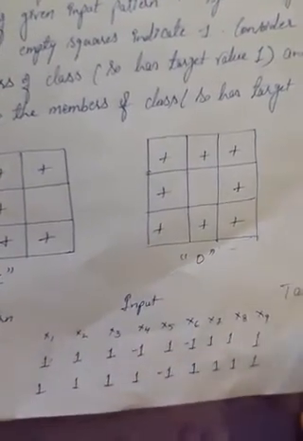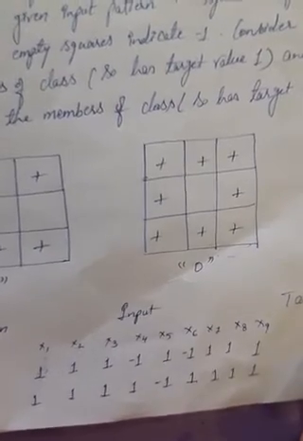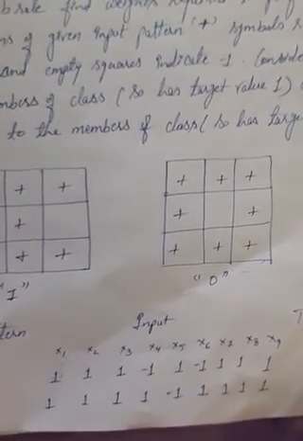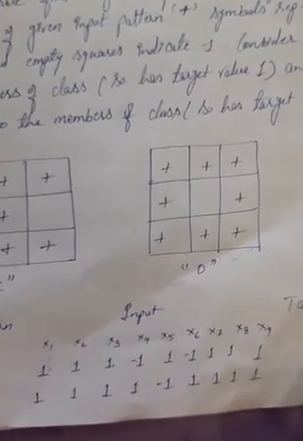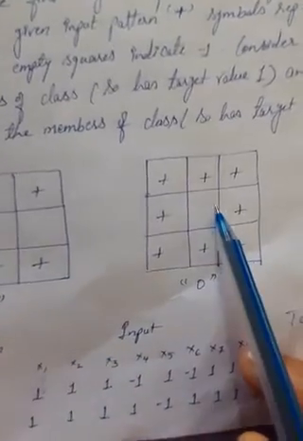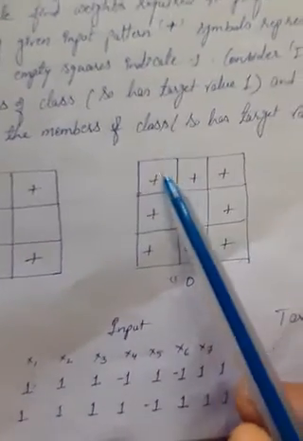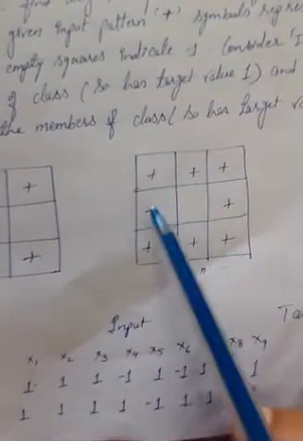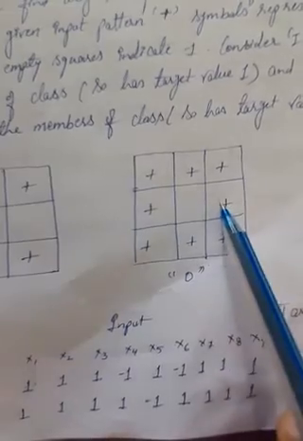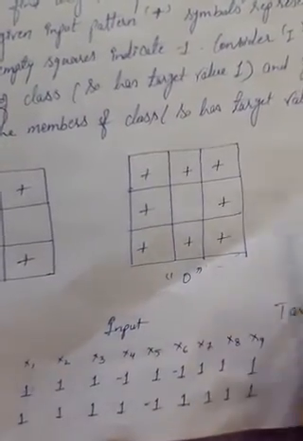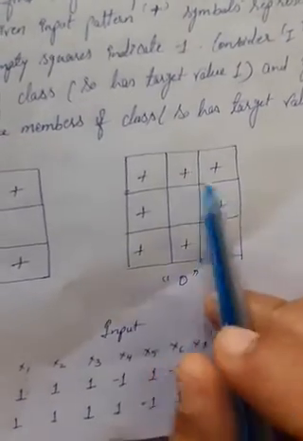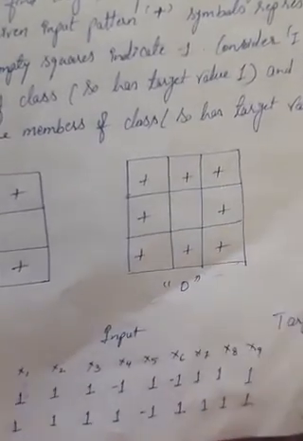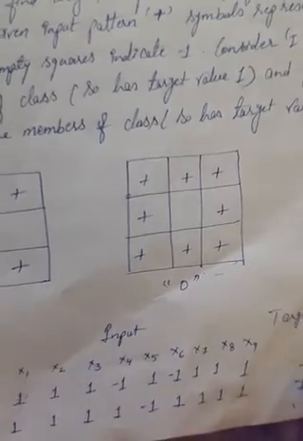And the target value for I is 1, because it belongs to the member of class, so it has a target value 1. Same for O. See, 1, 1, 1, 1, -1, 1, 1, 1, 1. Okay. Now the target value for O is -1 because it does not belong to the member of class, so it has a target value of -1.